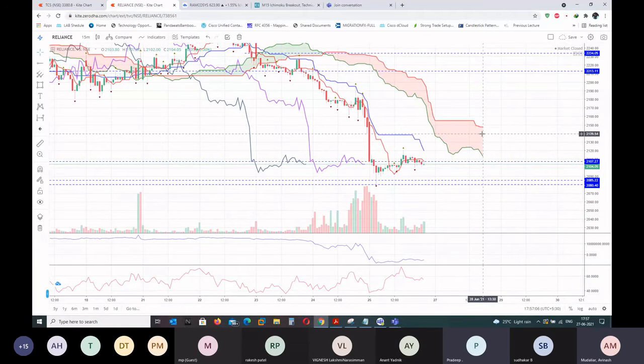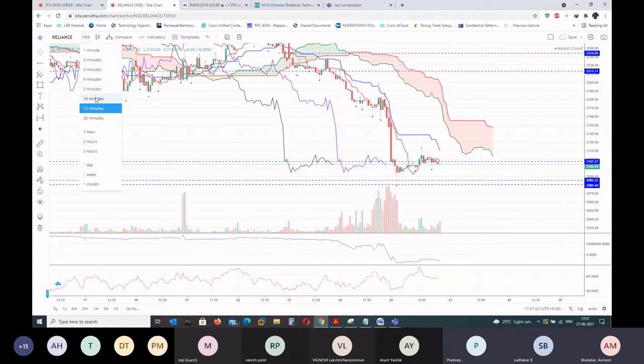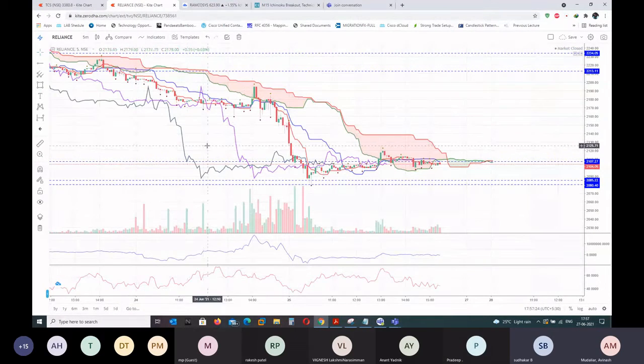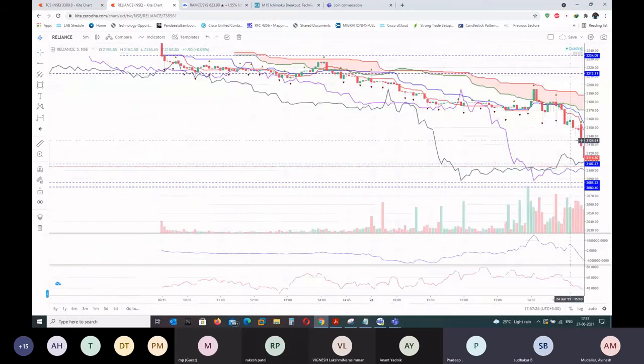You guys have any questions? So Avinash, based on this, I think we should prefer the crossover only below the cloud for strong signals. Exactly. Above the cloud also we may see some support from the cloud and it can reverse.